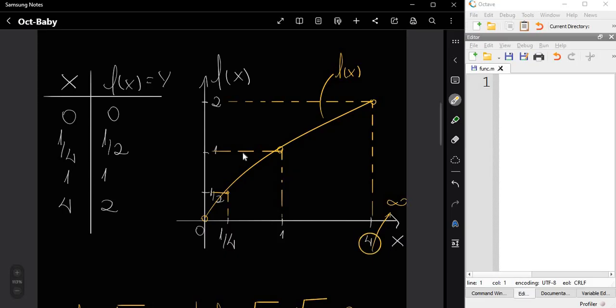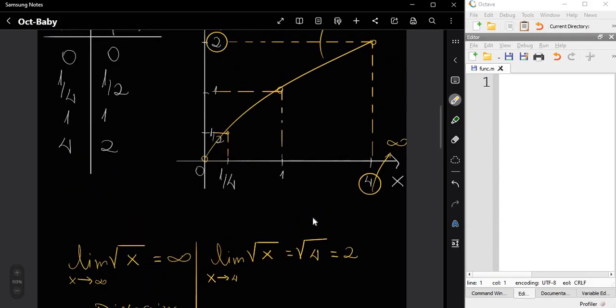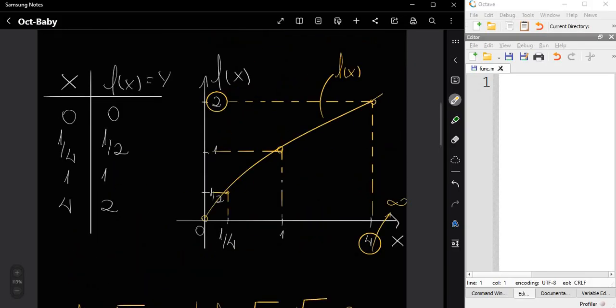If we make x approach 4, the function will assume this real value, and if we make x approach infinity, the function will grow, increase to infinity.